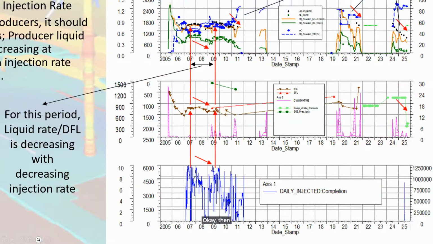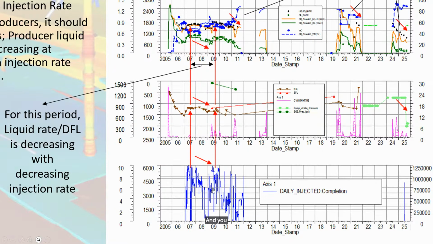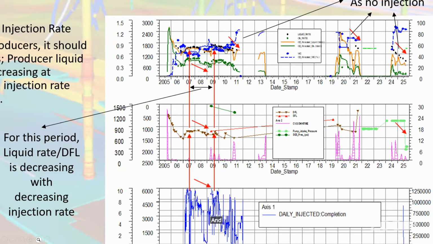Okay, then you can see that the injection rate continues to decrease for some reason. You can see this decrease, and also the DFL is decreasing, and again the liquid rate is decreasing. And you see here another cycle of increasing injection. When it increased, the DFL again increased. And when the injection rate is decreasing, we can see that the DFL is decreasing, the static pressure is also decreasing, and the liquid rate starts to decrease.